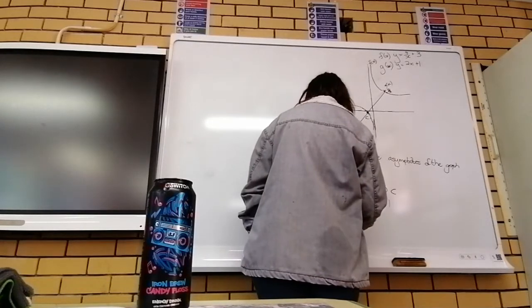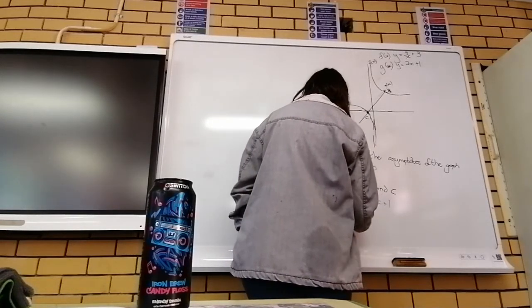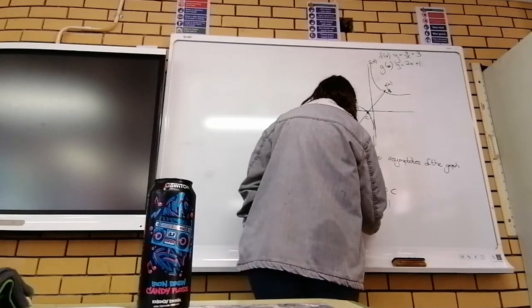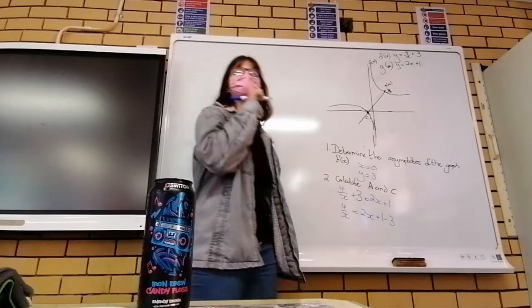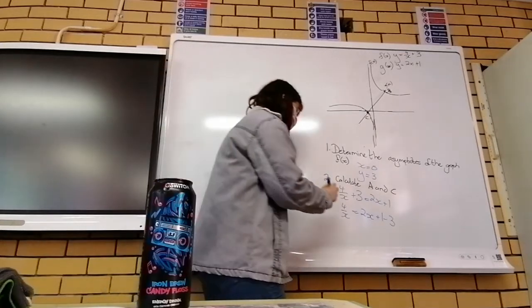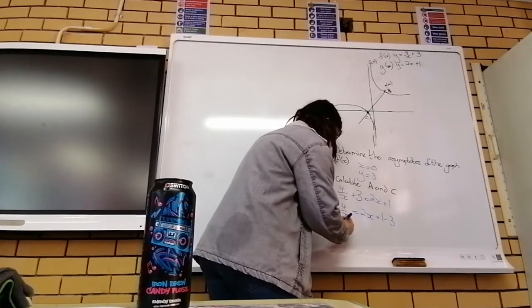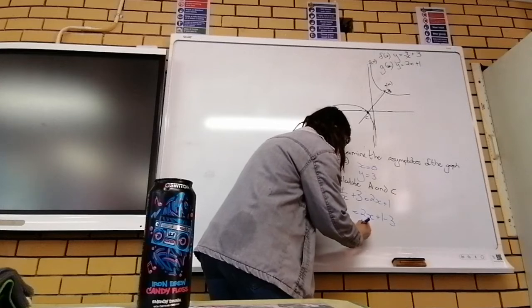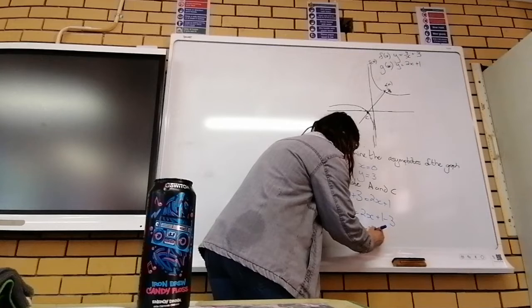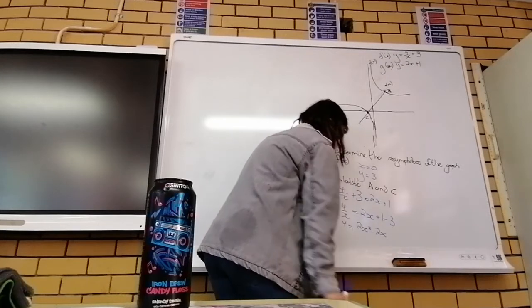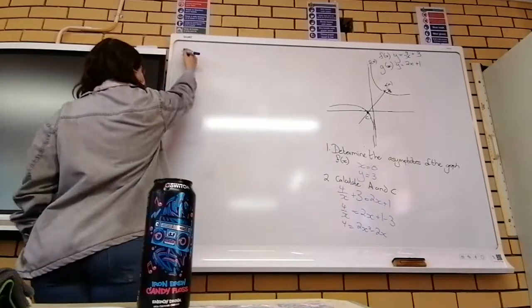So now I've got 4 over x. I'm going to go through this quickly because I've already done it. 2x plus 1 minus 3. Guys? Alright, so now I say 4 is equal to 2x squared minus 2x. I'll go back up here, yeah?